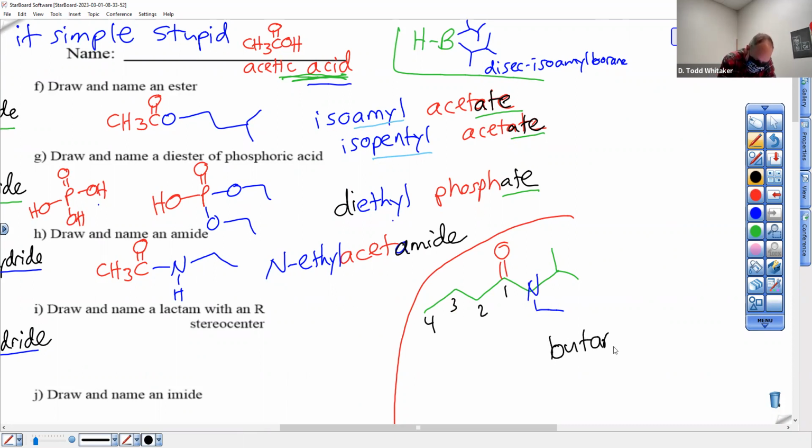Butanoic acid became butanamide. Sorry, I reversed the color scheme. And just to make it an even better example, there you go. So there's two ethyl groups now, right? N,3-diethyl. Oh, it's treated just like a number. That's all. Glad we did this, huh? N,3-diethyl and N-isopropyl.